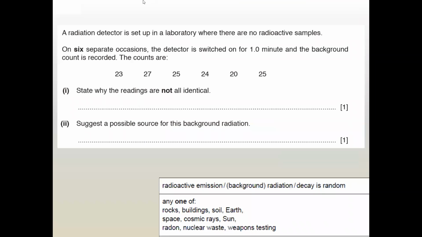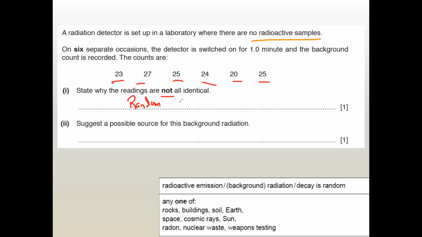Then a radiation detector is set up in a lab where there is no radioactive sample. So with no radioactive sample, it will detect the radiation from the surroundings. On 6 separate occasions, we measure the radiation: 23, 27, 25, 24, 20. So why are the readings not identical? Because this is a random process. Sometimes more radiation, sometimes less radiation.